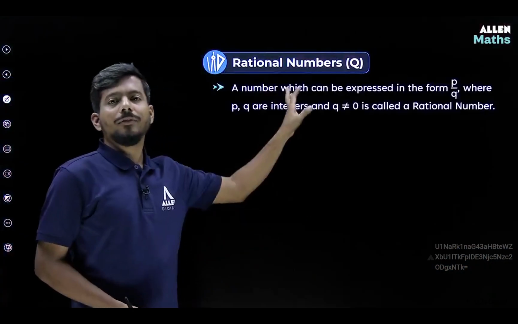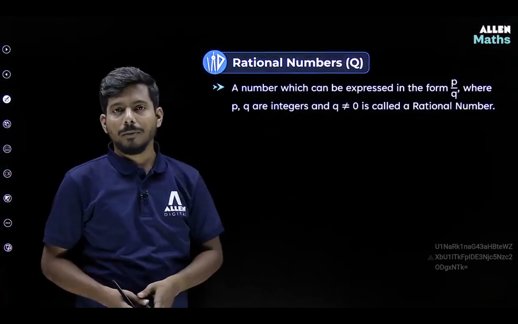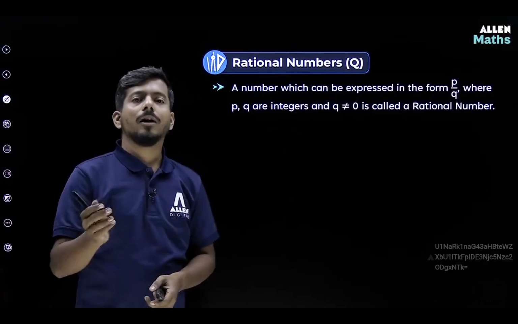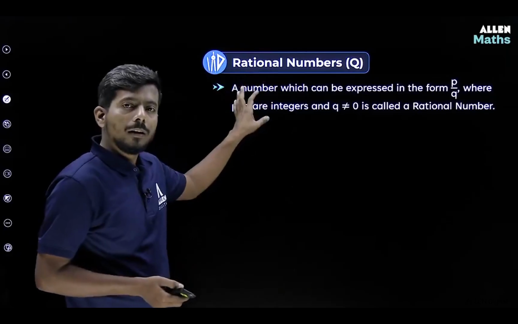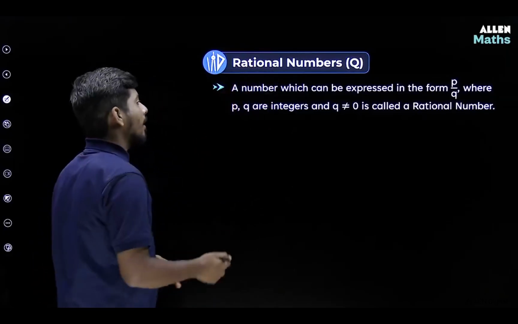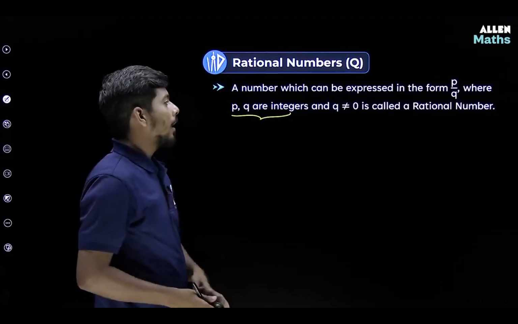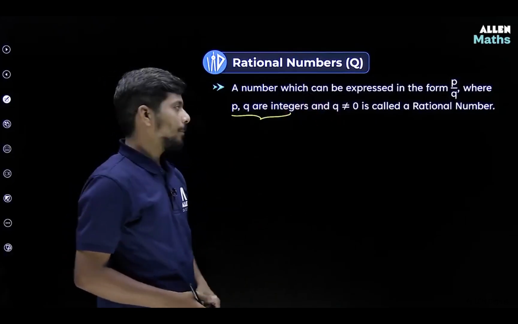Now the definition of a rational number is a number which can be expressed in the form of p by q, where p and q are integers and q is not equal to 0. Try to recall the similar definition we had for fractions, where p and q can be any whole numbers and q is not equal to 0. That is the same restriction we have for fractions also.